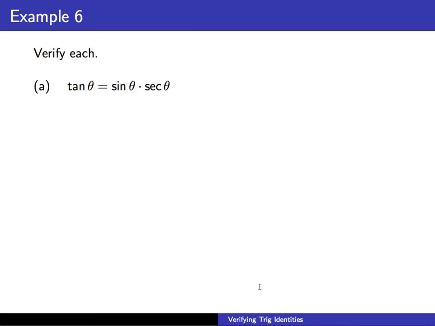All right, so example 6, we'll split this example because there's a few parts. So we're going to verify that tangent of theta is the sine of theta times the secant of theta. So as far as where to start, I am counting 1, 2, 3 different trig functions. So let's rewrite each of them using sines and cosines. So we know tangent is sine over cosine. Sine is, well, sine, we don't have to change that. And secant is 1 over cosine.